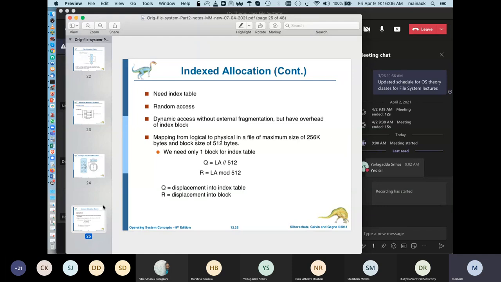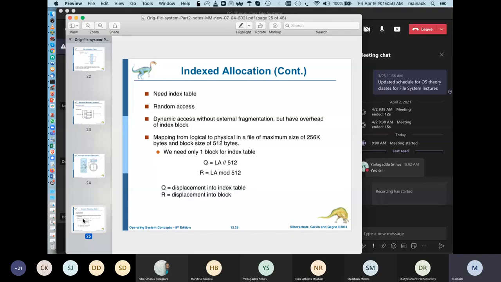Any questions so far in the indexed allocation? So you have an index table, and the index table points to data blocks. So if I give you a logical address, first you will find the displacement into the index table, and then follow the pointer, go to the data block, and basically you do the displacement into the block. Any questions so far on the indexed allocation and using the indexed allocation in a file system? Okay.